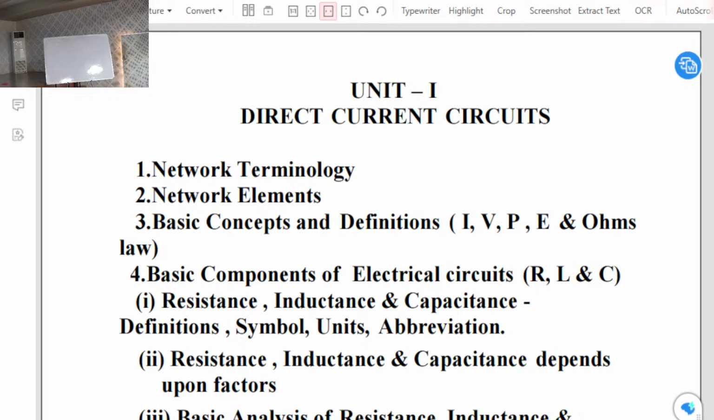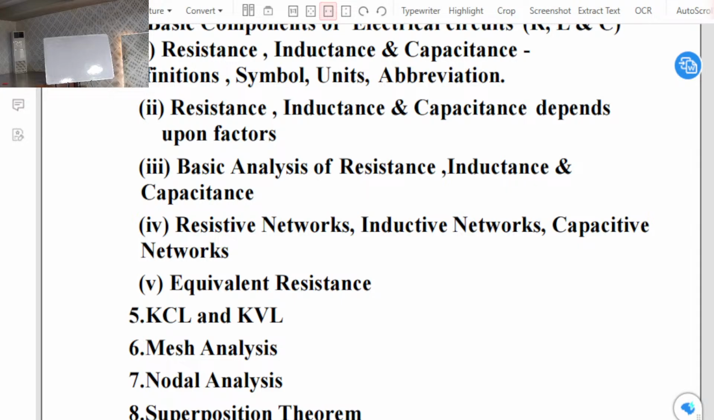Next, second one, the factors. I need to know on what factors resistance, inductance, capacitance depend. Yes, we have already studied this in intermediate. Resistance depends on R equals rho into L by A. So resistance depends upon the length of the conductor and the area of the conductor.